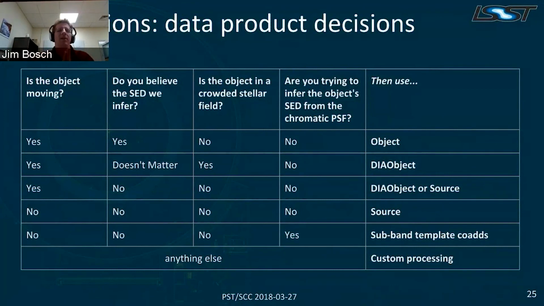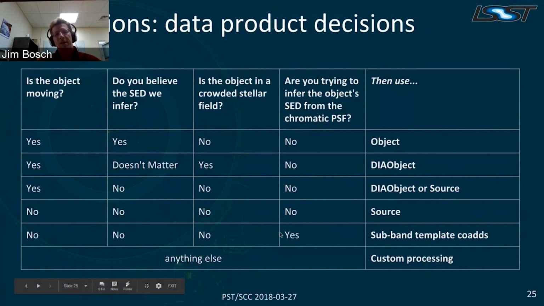My summary slide is a bit of a table to tell you what data products you should use when. I'm not going to go through every possibility here, but I think the fundamental questions are: is the object moving? Do you need the SED? Is the object in a crowded field? And are you trying to infer the object's SED from the chromatic PSF? For various combinations of answers, I think we've got some data products that will do what you want, and I think this answers most of the most common cases.